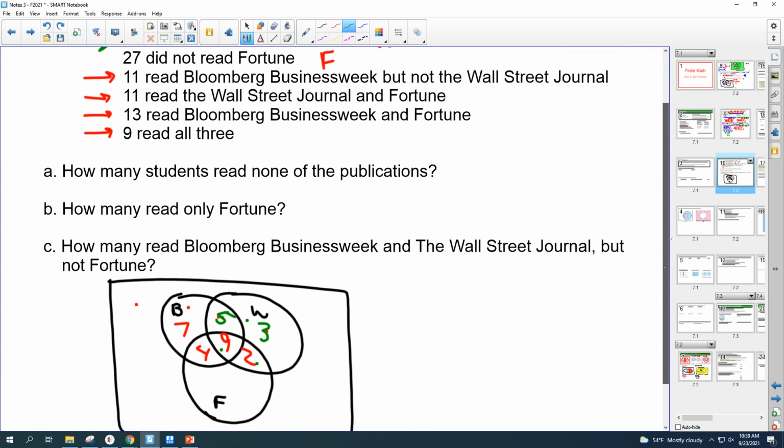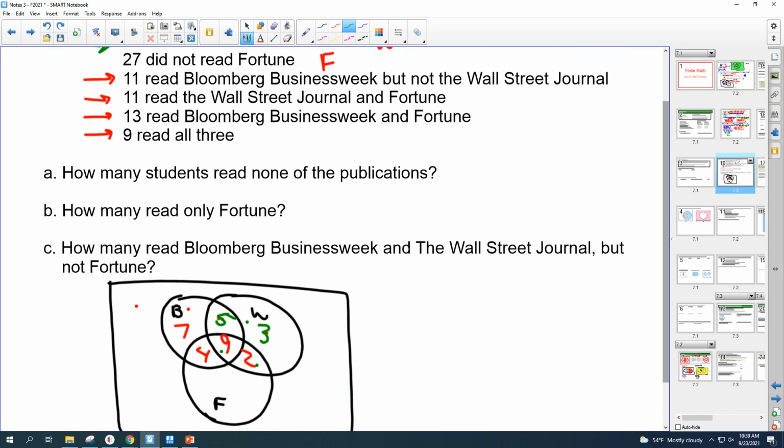27 did not read Fortune. Well, remember that was this and this and this and this. Those 4 numbers add up to 27. So what is that, 15 on the board? 7 plus 5 plus 3 is 15. So that means there must be 12, right? 12 out here. That's going to make my 27 that did not read Fortune. Now I've still got 1 missing piece. Hopefully I have 1 more number somewhere that I missed.